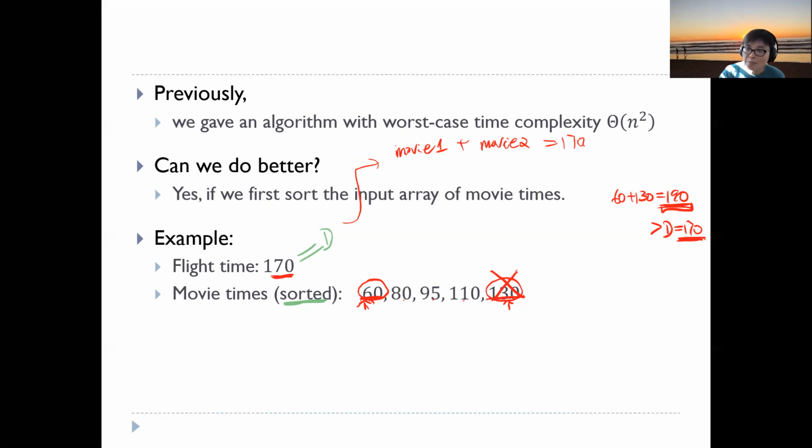What does that mean? That means that now I can move my pointer. So 130 is out, and now I move this pointer to 110. Next I compute 60 plus 110. This time I exactly got 170. That means that we found two movies whose total time is 170. Then we return. That's it.